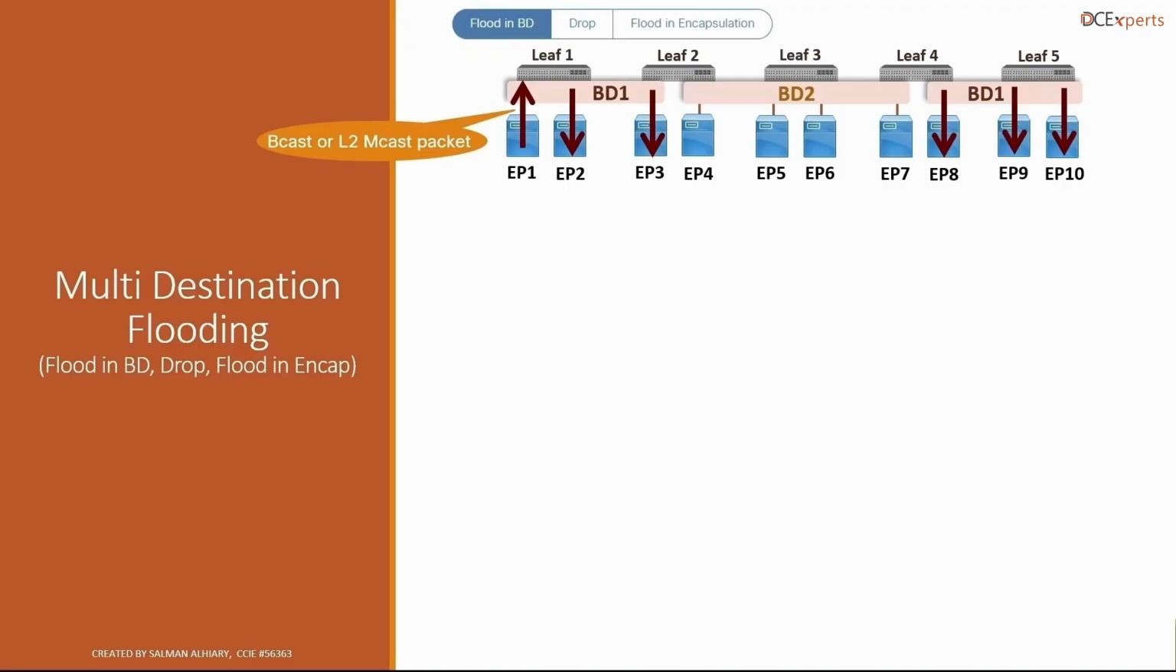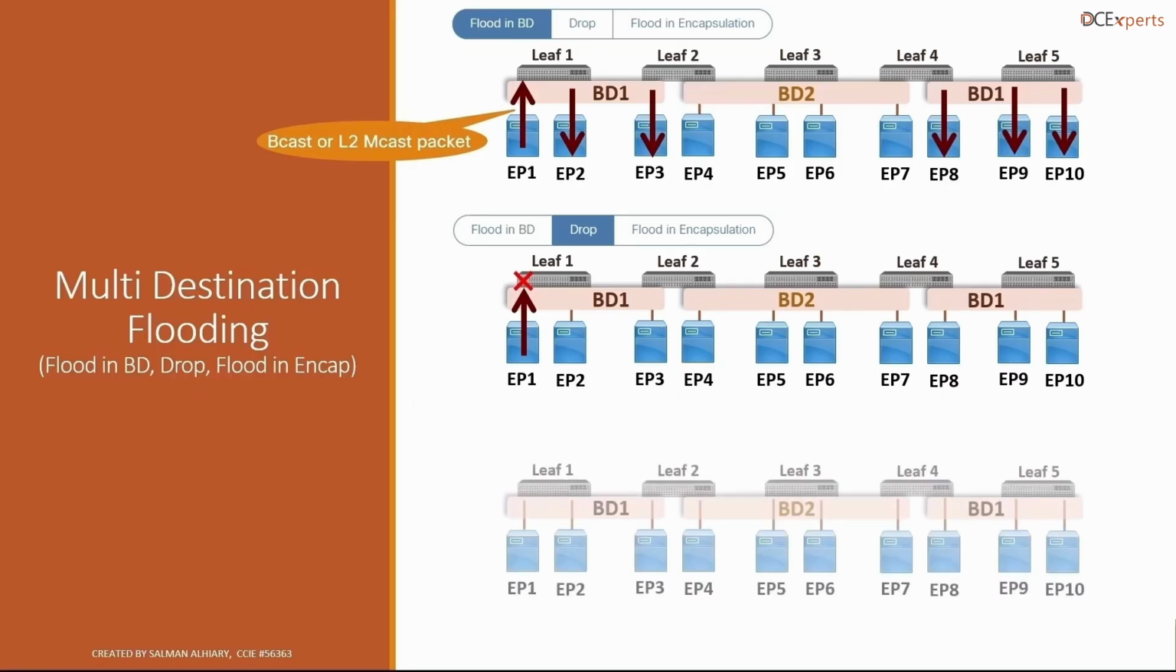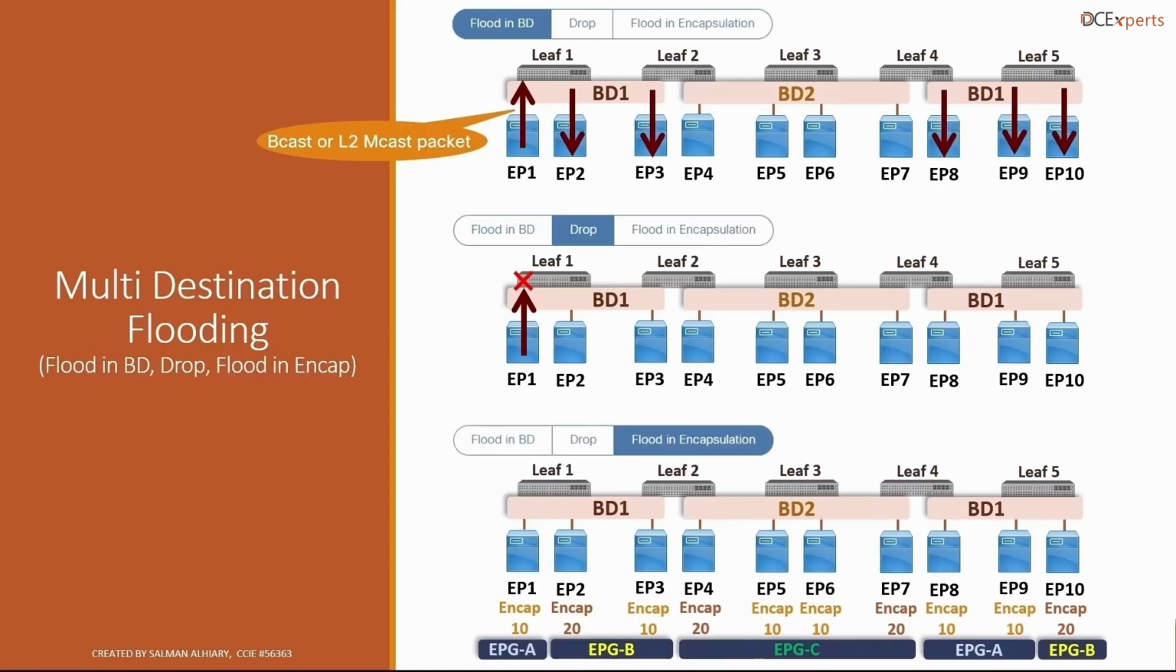The next choice is to drop the traffic. This option is used when you need to disable flooding in the bridge domain, and it will not affect the ARP forwarding that we discussed previously. The last choice is the flood in encapsulation. It can be configured from the bridge domain level, which is then applied to all bridge domain ports. Also, it can be enabled under the EPG, which takes precedence over the bridge domain configuration and affects only the EPG traffic.